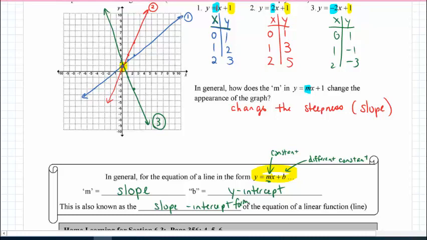Slope-intercept form of the equation of a linear function or a line. Alright? And that's what 6.3 is all about. Now in 6.4 we actually apply it. So I'd like us to try to apply something right away.